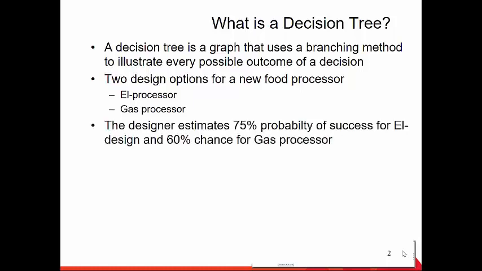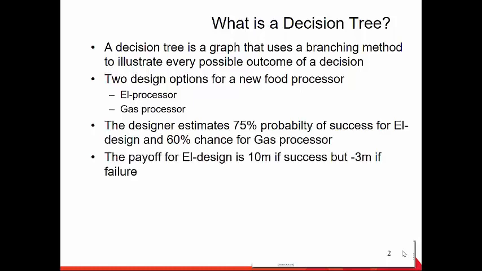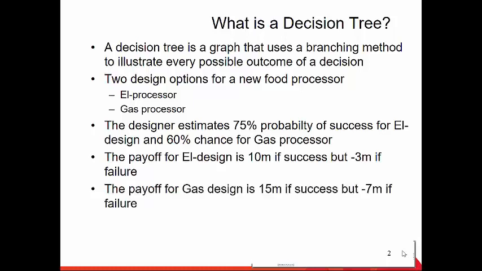As we have uncertainties, the designer estimates that there is a 75% probability of success for the electrical design and a 60% chance of success for the gas processor. The payoff for the electrical design is 10 million if success, but 3 million in loss if failure, and the gas design is 15 million in plus if success, but a loss of 7 million if failure.